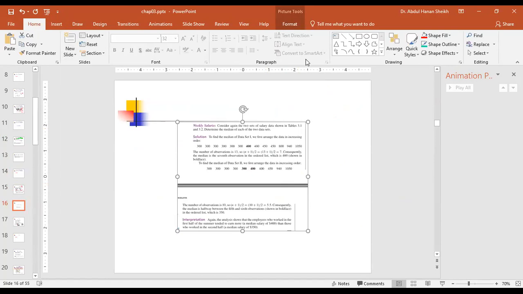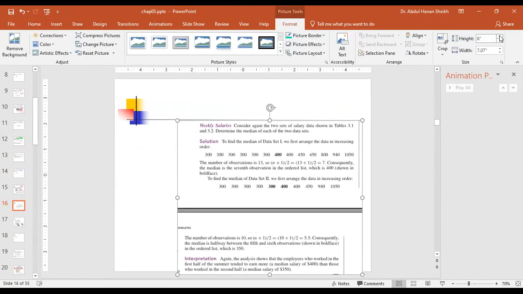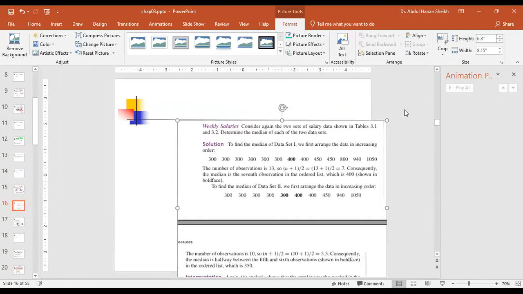Okay, so is it visible? Can you read it?